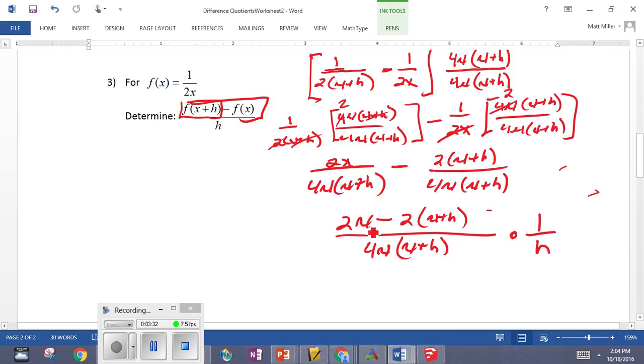Same deal. So let's take care of this. We get 2x minus 2x. You can see that this is going to go out with minus 2x, leaving me with minus h up top over 4x times x plus h, times the 1 over h, and you can see what's going to result in that. The h's are going to cancel out. I'm going to be left with negative 1 over 4x times x plus h.